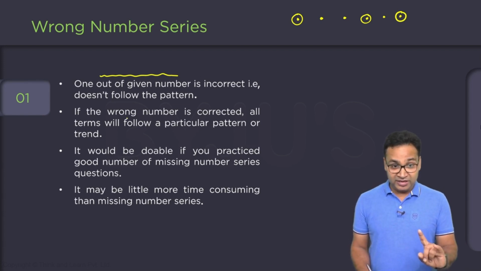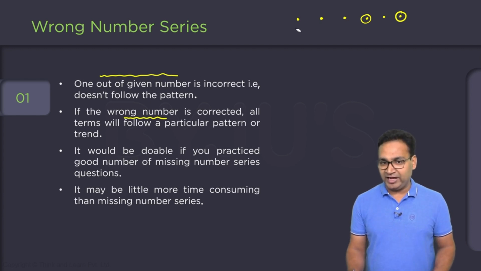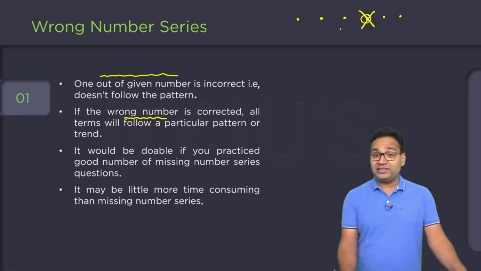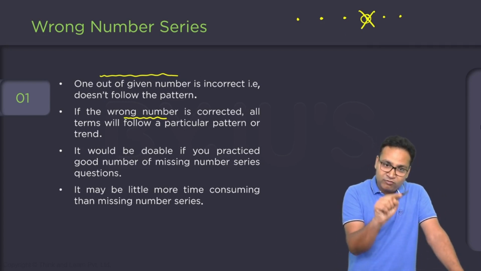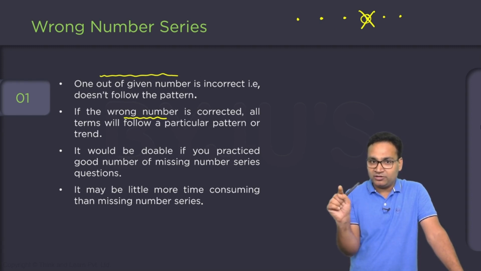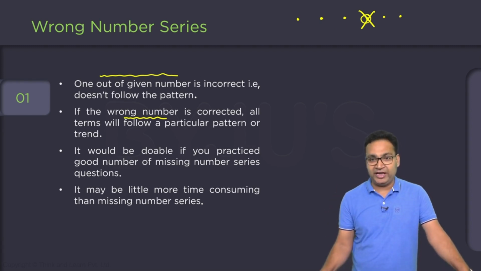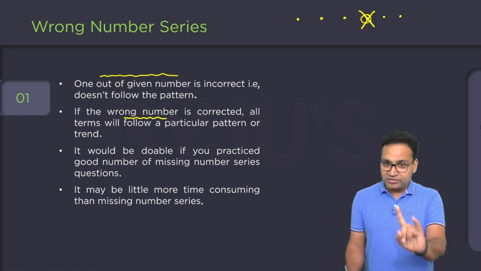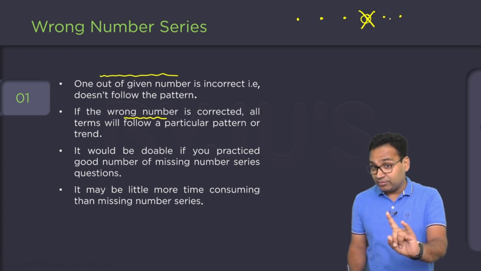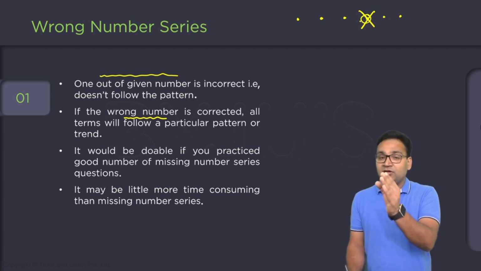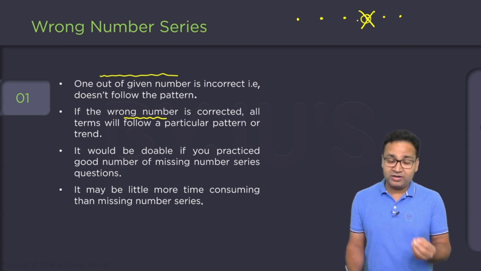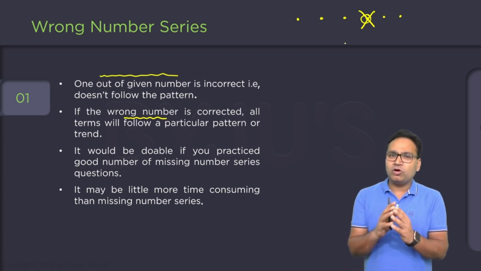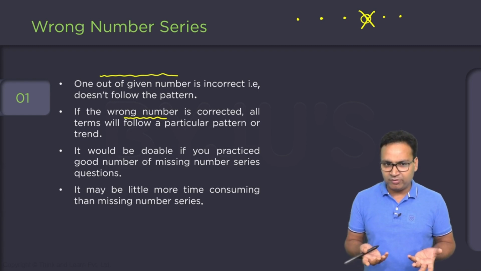Okay, if we correct the wrong number, let's say we identify this number is wrong. If I correct this number, I will see the rest of the numbers will follow a particular pattern or trend. This is very important to verify: whatever number is wrong, let's say you identify this number is wrong, now see whether all the remaining numbers, including this updated number, are following the trend or not. If not, that means there is something wrong. Either your interpretation is wrong, or maybe there is some error in the question.